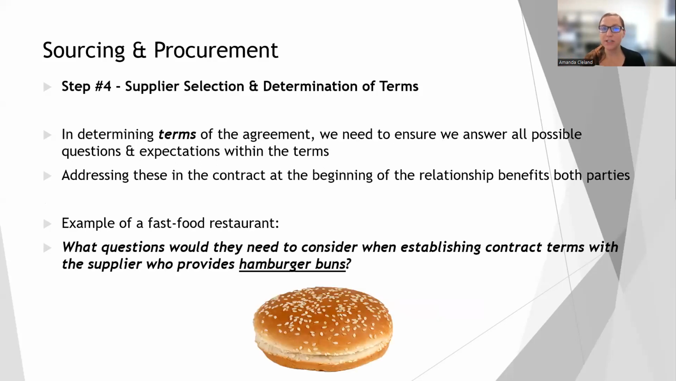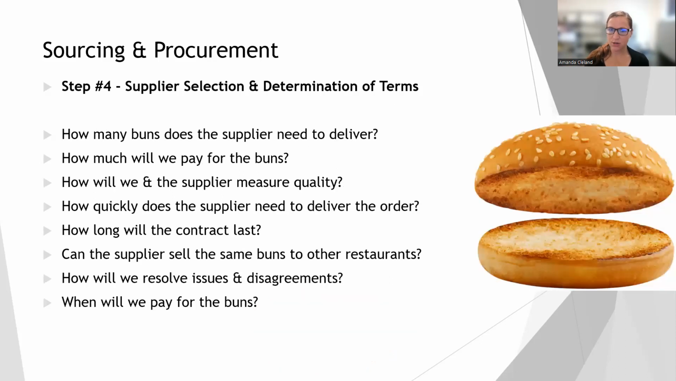And in determining terms of the agreement, we need to ensure we have all the possible questions and expectations within the terms of our agreement. Addressing these in the contract or purchase order at the very beginning of the relationship will benefit both parties. So let's take an example of a fast food restaurant. They make hamburgers and cheeseburgers. So what questions would this fast food company need to consider when establishing the contract terms with the supplier who's going to be providing the hamburger buns? What types of things do you think that they would need to ask themselves? So let's talk about that.